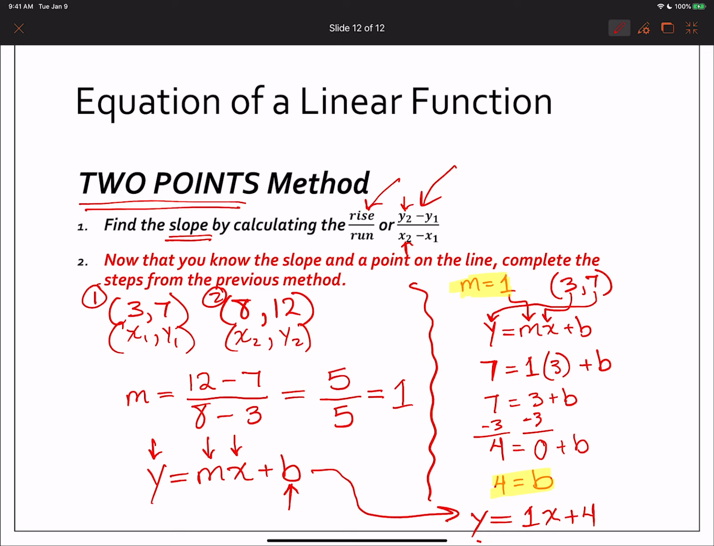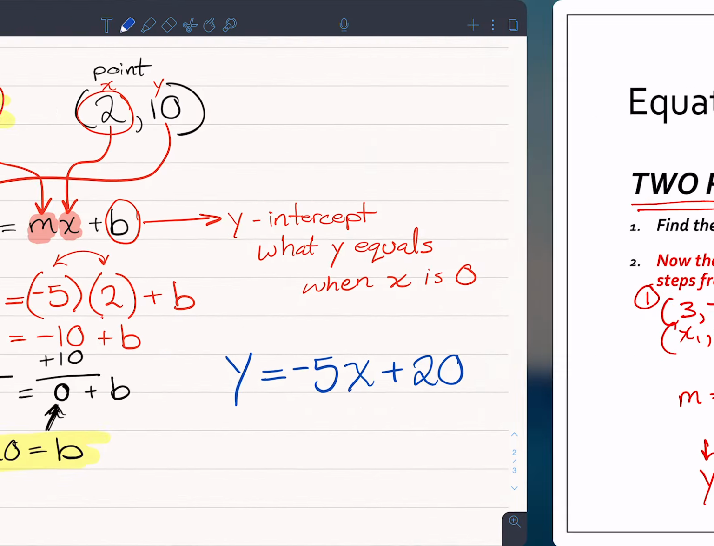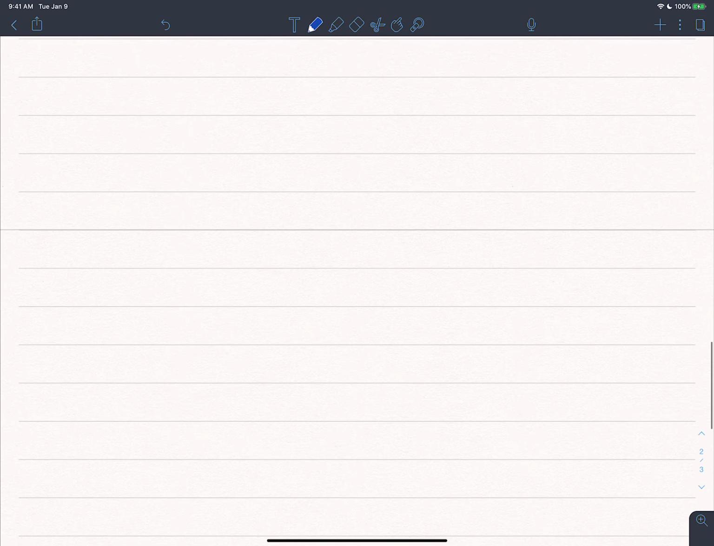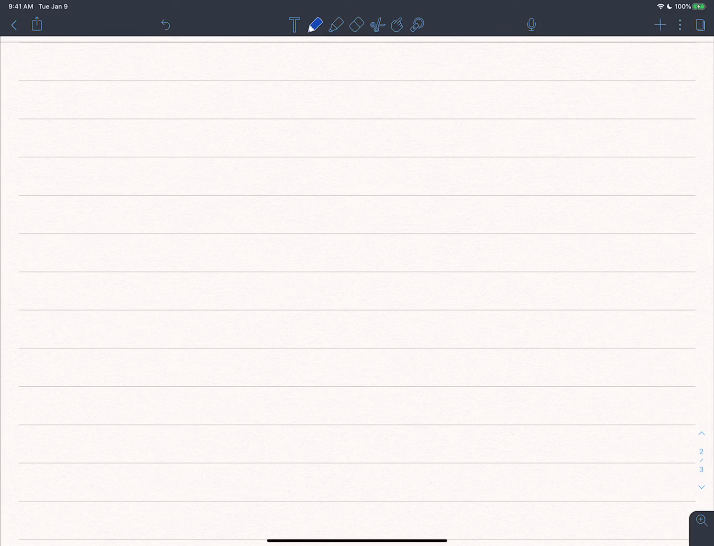So we're going to do one example where we kind of just walk through the entire process from a word problem type of scenario. So that's what we're going to do now. I'm going to go back over here and give you a scenario, and we're going to walk through the entire process. So what can we do in this example?